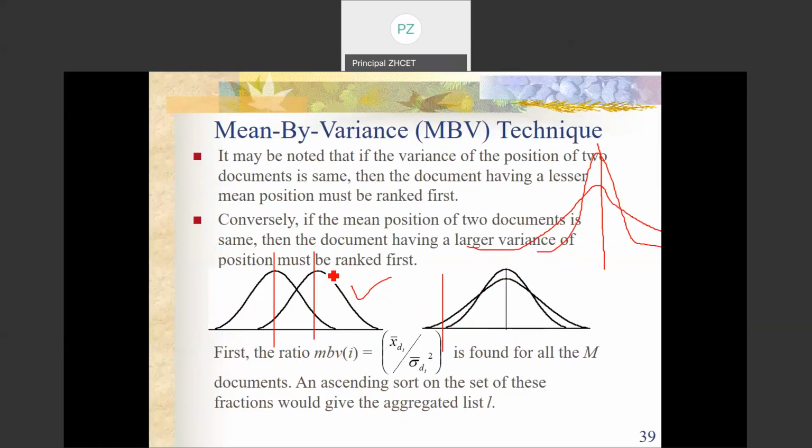So we see that mean and variance, we can take their ratio found for all the M documents. An ascending sort of the set of these values would give the aggregated list L. See, lesser the mean, earlier it would be, and higher the variance, earlier it would be. So lesser mean, higher variance, right? So we take their ratio. So let us see how we do it.